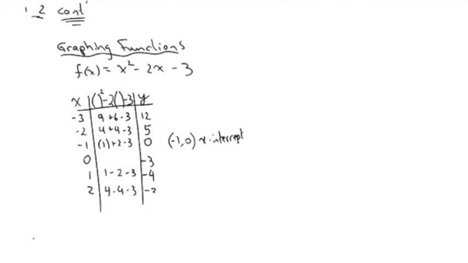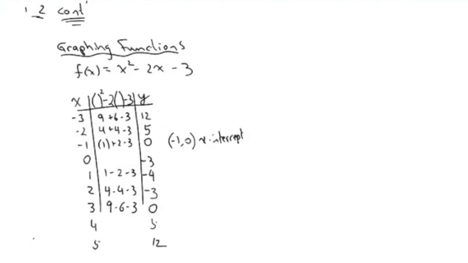Oops, I already wrote it. -3. Wait, oh, that's a positive. 4 minus 4 is 0. All right, go like this. We're just starting to go back up. Plug in 3: 9 minus 6 is 3, minus 3 is going to be 0. 4 is going to be 5. 5 is going to be 12.